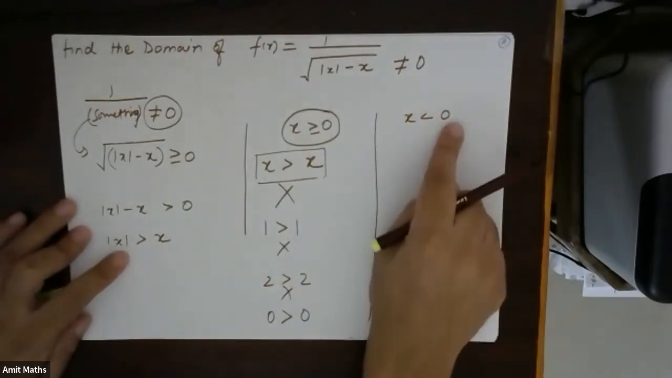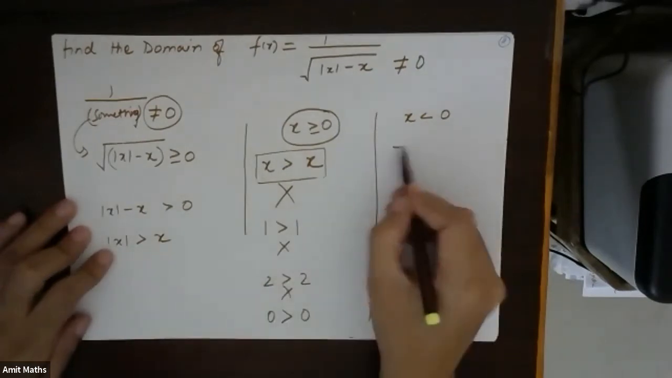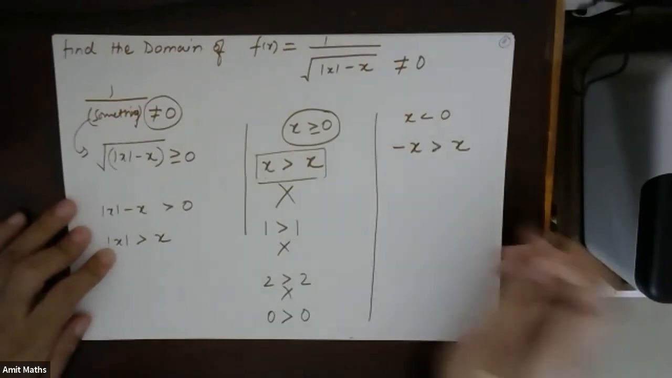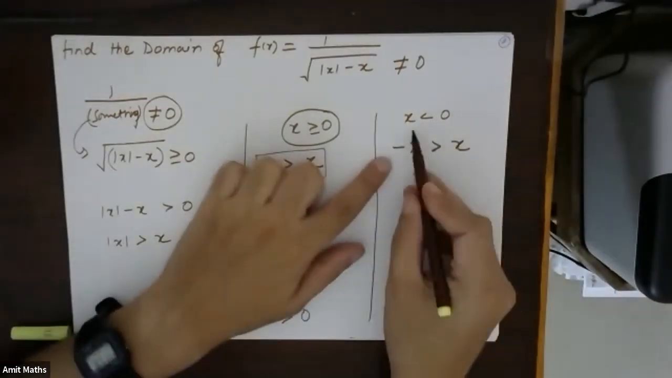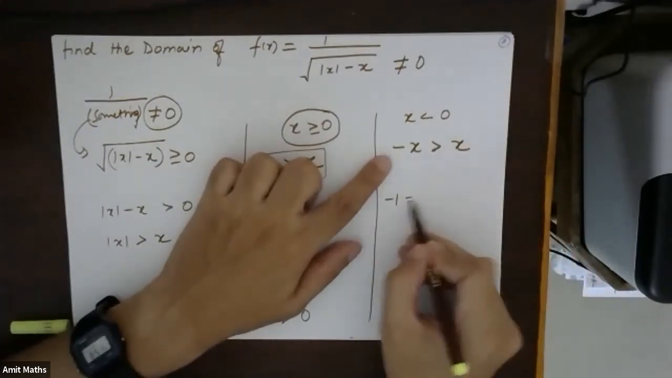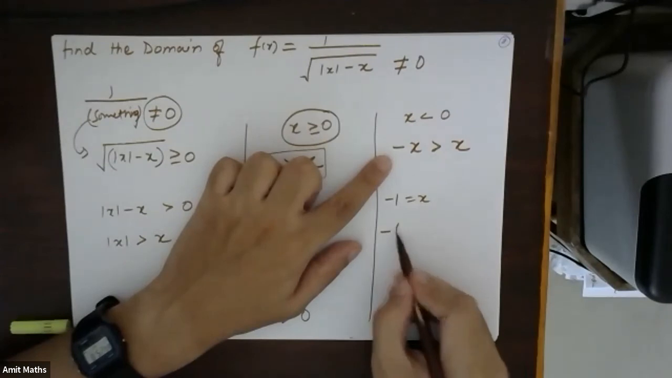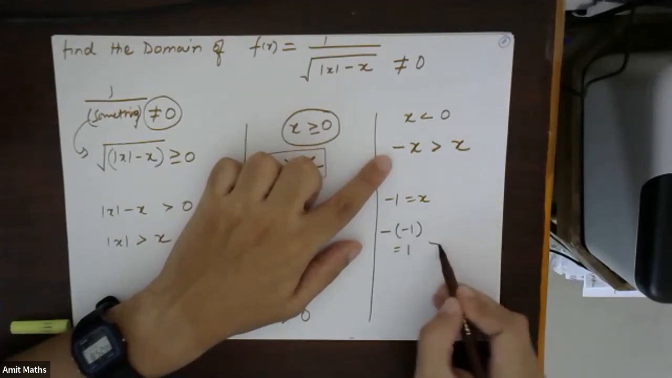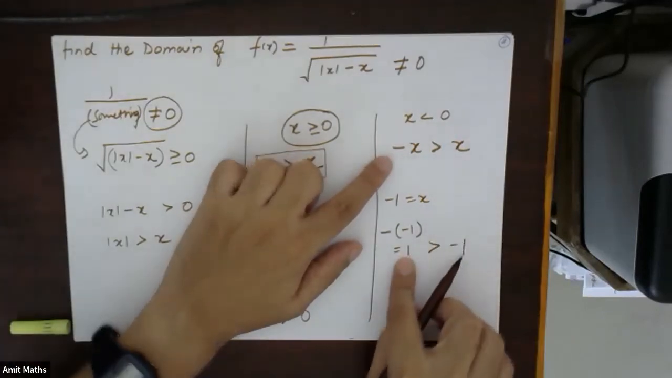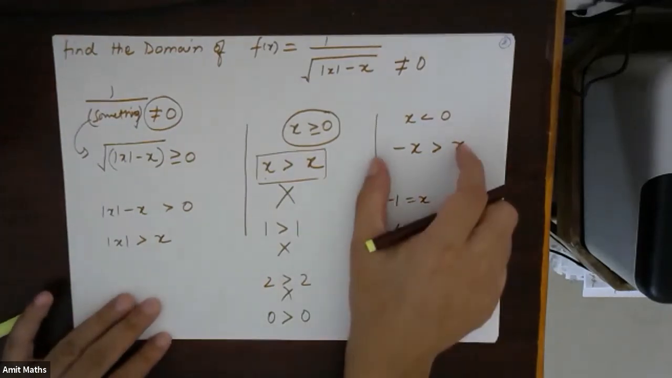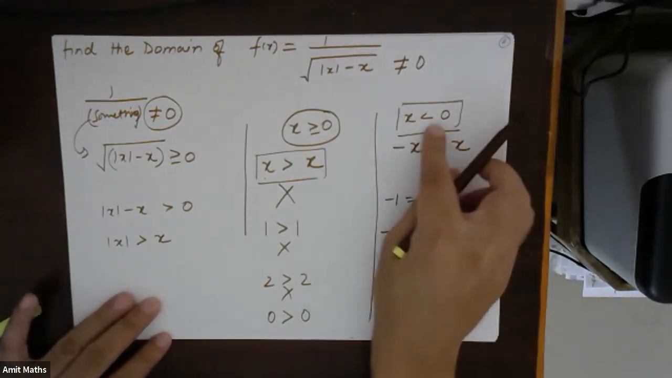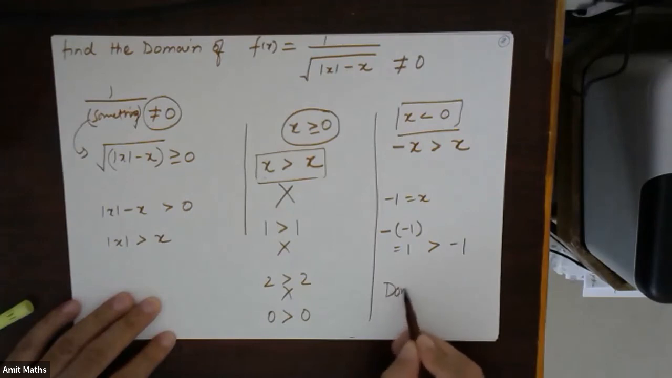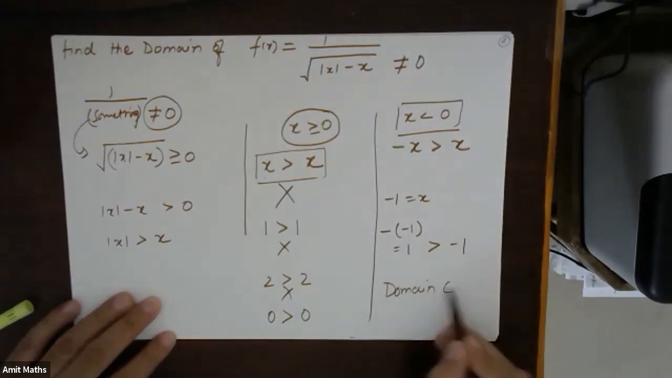Now I'll check for x less than 0. For x less than 0, this mod will open as minus x. This will be greater than x. Suppose x is minus 1. So minus 1 into minus 1 will become 1, and this x will become minus 1. So my 1 will be greater than minus 1. Similarly, for all such values when x is less than 0, this will be true. So that means for x less than 0, this will be true for all x belonging to real negative. So the domain of this function will belong to real negative.